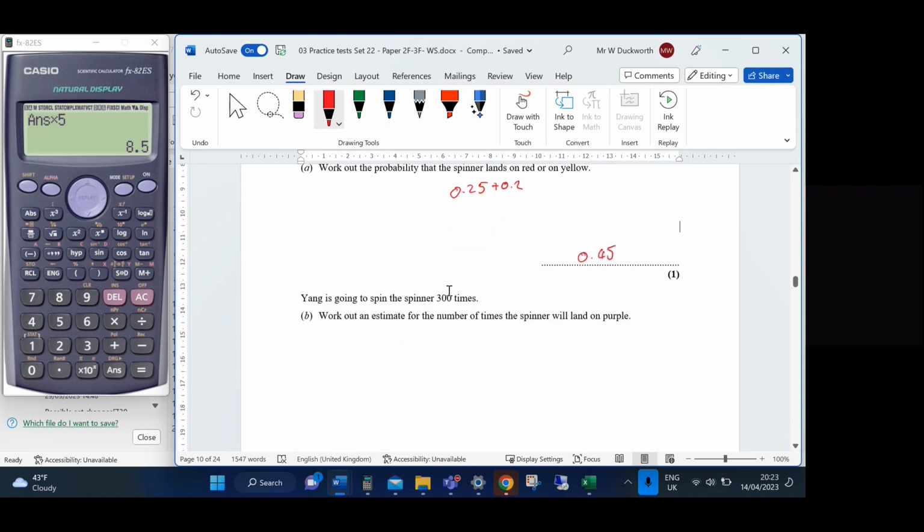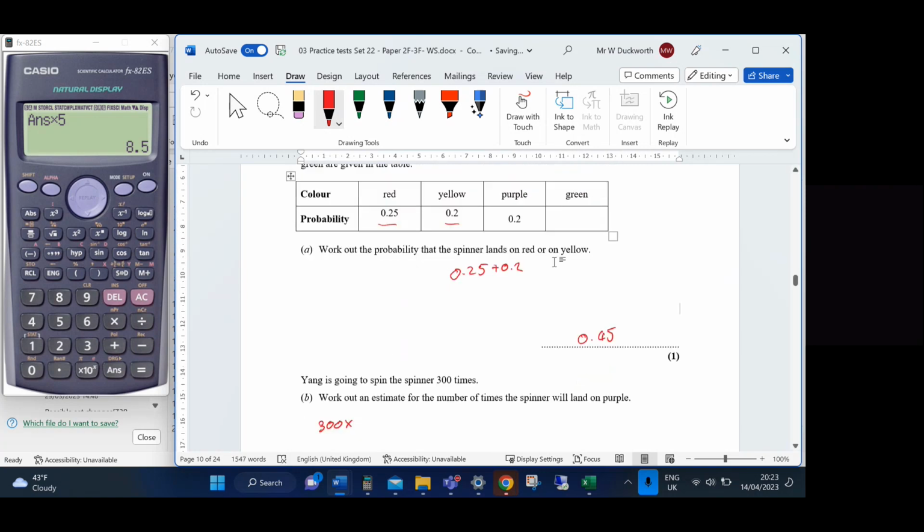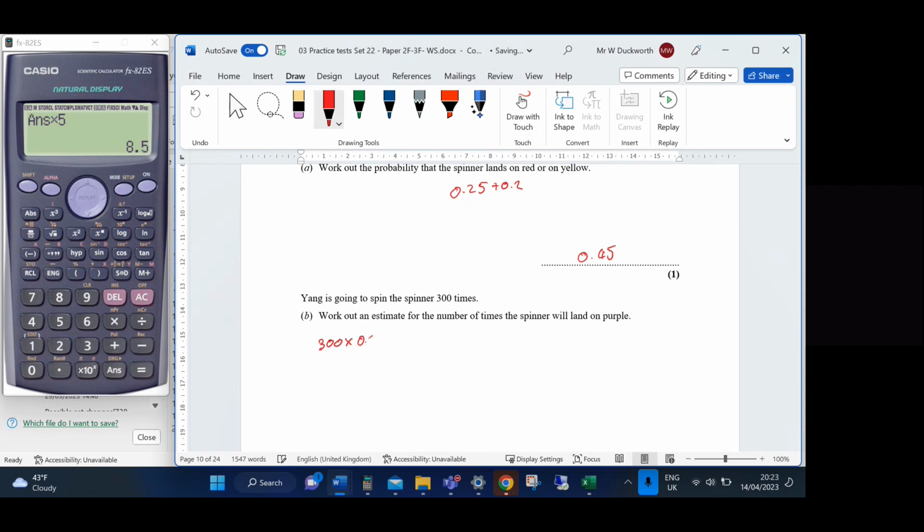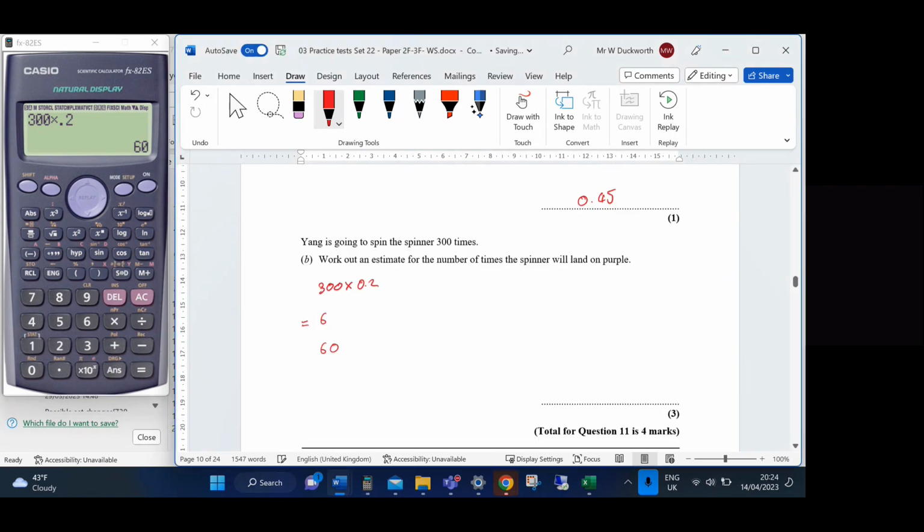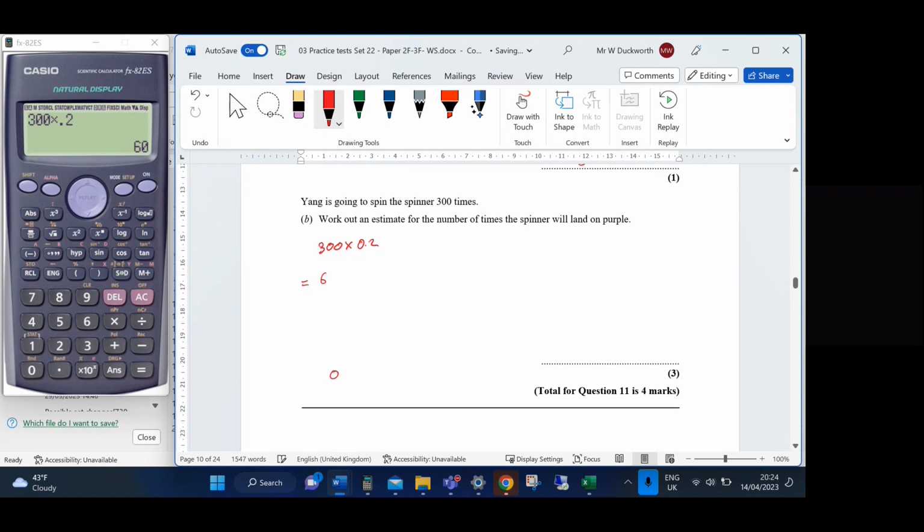Right. So to work out an estimate for the number of times it will land on purple, I would be doing 300 times by the probability of it landing on purple, which we're told here is 0.2. And then we can go to the calculator if we want to, although times by 0.1 would be 30, so it's going to be 60. Right, I've done my math right, which I'm confident of. 60. Right, so I'm looking at 60.